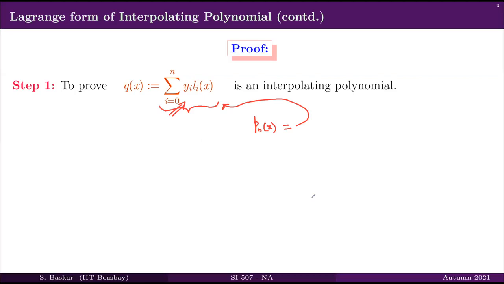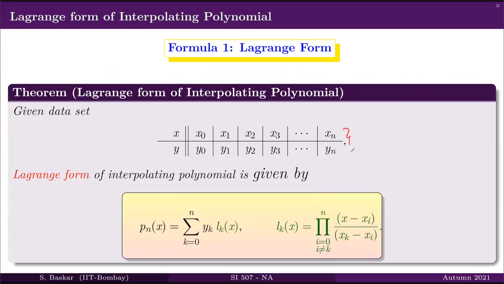One is that the polynomial should be of degree less than or equal to n, because we are given a data set with n+1 entries. Therefore, this should be a polynomial of degree less than or equal to n. And then we also have to show the interpolating condition. Once you show these two properties for this form of the polynomial, it will become an interpolating polynomial for this data set. Then uniqueness will tell you that this form is precisely equal to Pn of x, because we already assumed Pn of x is an interpolating polynomial, and now you have shown that this is also an interpolating polynomial for the same data set. Therefore, they should be equal because of the uniqueness.